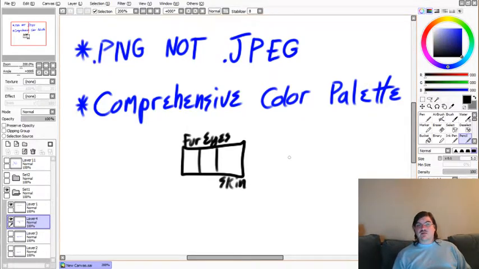See, can you read that? I can. Basically, you put your fur here, you put your base color eyes here, and you put your skin color here, and that is easy to get a base off of.